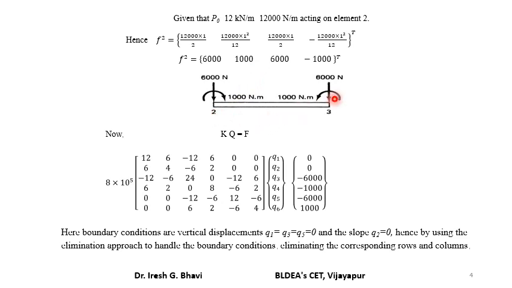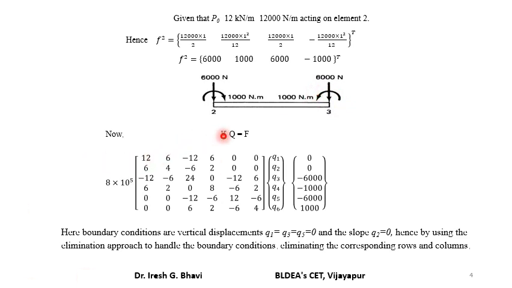Hence the loads on element 2 can be shown like this. So this is the element 2. At node 2 there is a vertical load of 6,000 Newton and a couple of 1,000 Newton meters here, and it is in the clockwise direction. And at node 3 there is a load of 6,000 Newton and 1,000 Newton meter in the anti-clockwise direction.